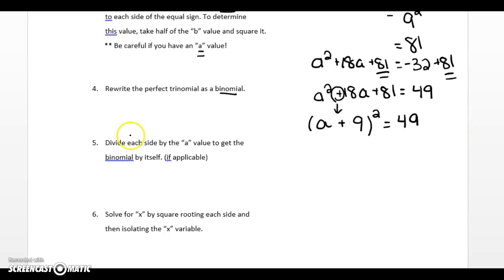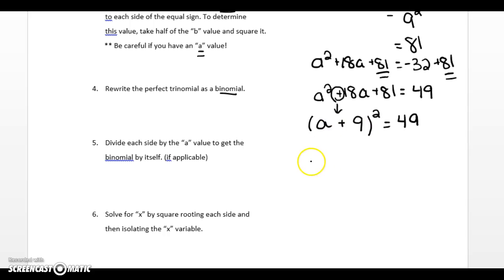Then what we can do is, if there was an a value, you would divide it on each side to make this binomial by itself. In this case here, we do not have an a value, so we can go ahead and skip that step. So then moving on to step number 6, we're going to solve for x by square rooting each side. So essentially we're going to get rid of this square, and we're going to be able to solve for a then.